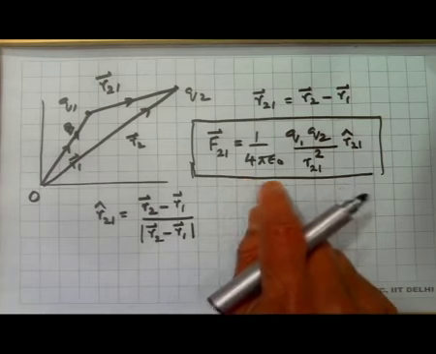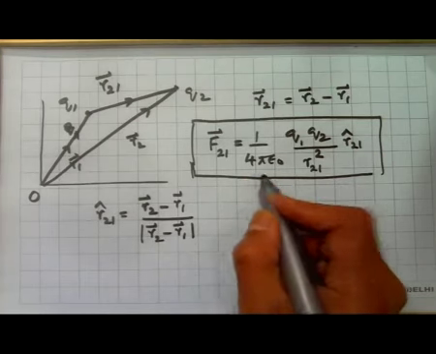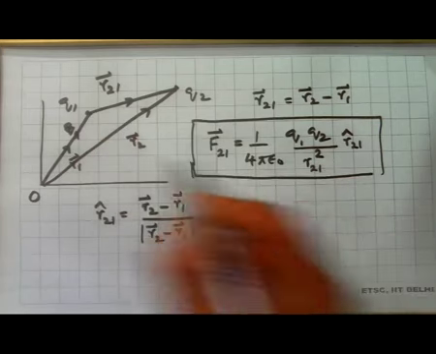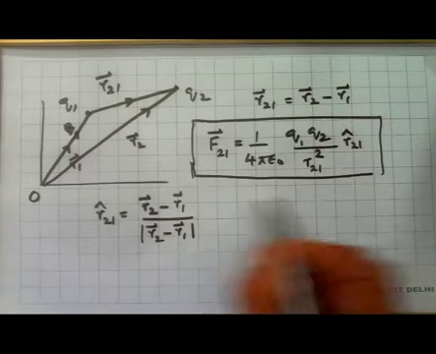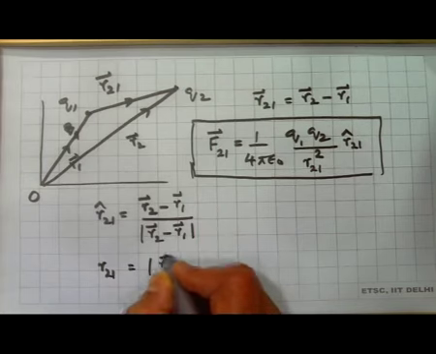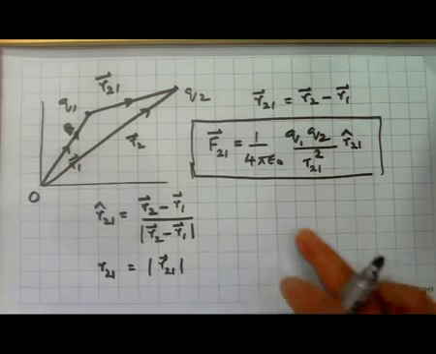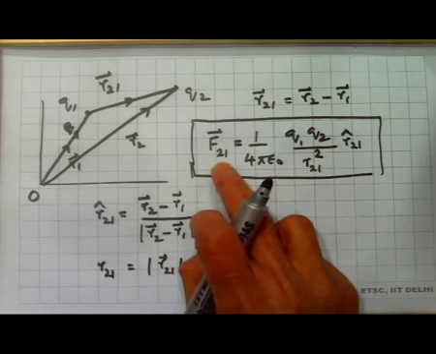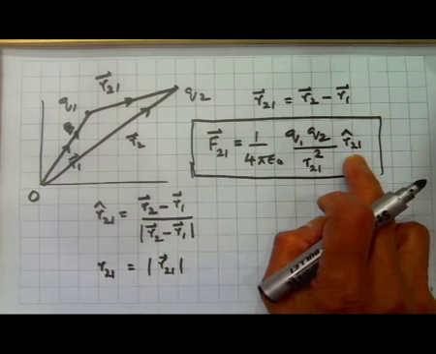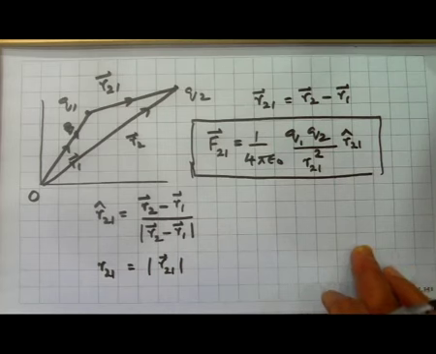The magnitude of the force is as we had written earlier, 1 by 4 pi epsilon 0 times the product of the two charges divided by the square of the distance between the two charges, which is r21. So, r21 here is the magnitude of the r21 vector, and the direction of the force on q2 because of q1 is along the unit vector direction r21 joining q1 to q2. Now, this formula is valid no matter what the sign of the charges is.